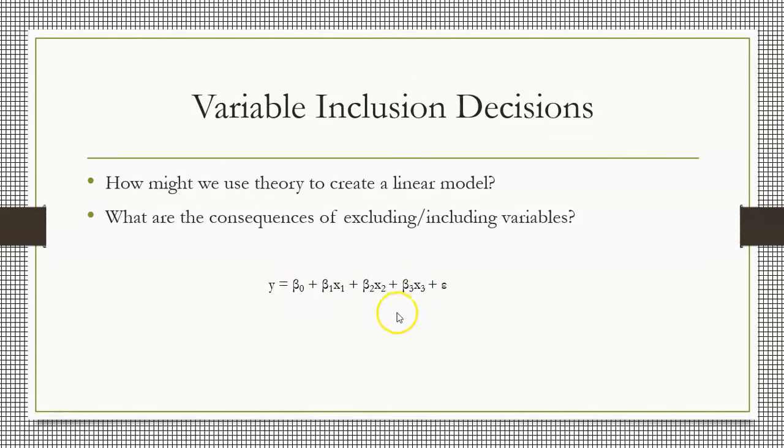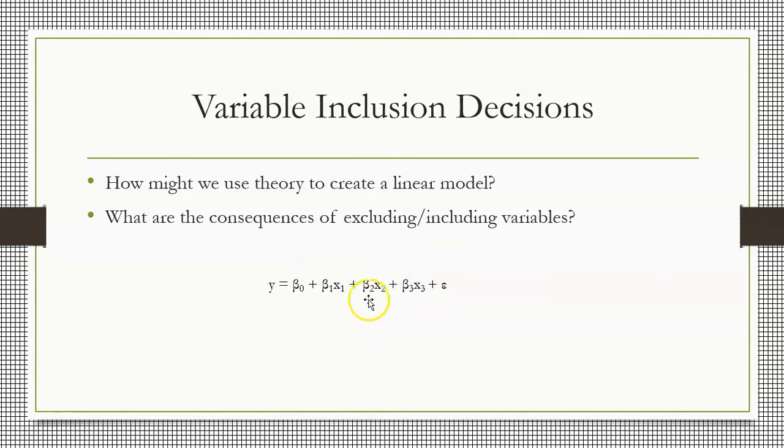So how did I come up with that? Well, I've got to use pre-existing theory to come up with that. That often comes from reviewing literature, just understanding your field really well. I've talked a little about the consequences of excluding or including decisions. They can make those decisions.